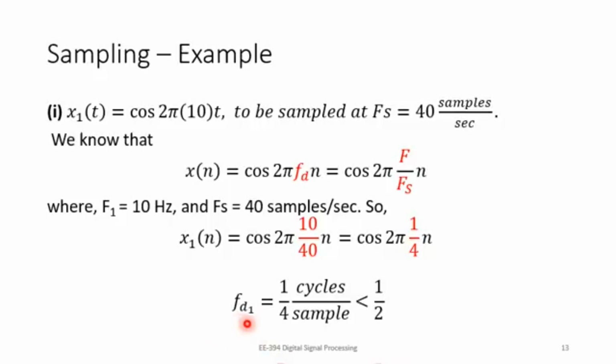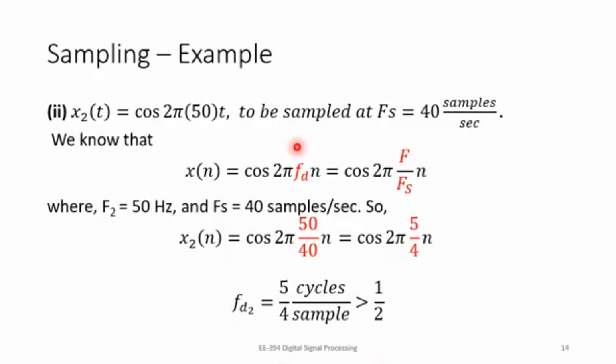Now let us look at the other signal. The other signal was x2(t) = cos 2π50t, and it also had to be sampled at the same rate, Fs equals 40 samples per second, and everything else remains the same. Now F2 is not 10 Hz, it is 50 Hz. Therefore x2(n) will be cos 2π (50/40) n, thus making it cos 2π (5/4) n. So fd becomes 5/4.